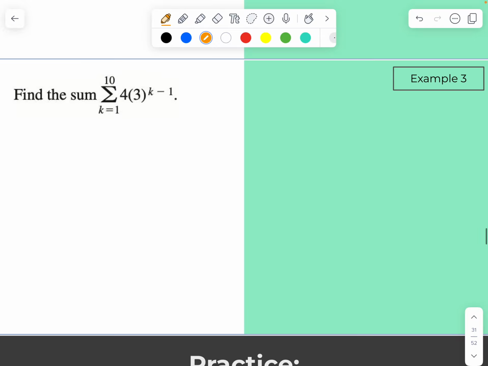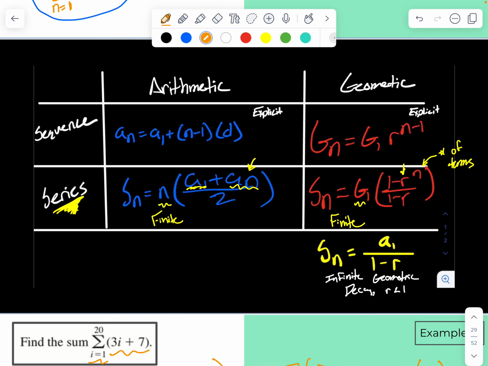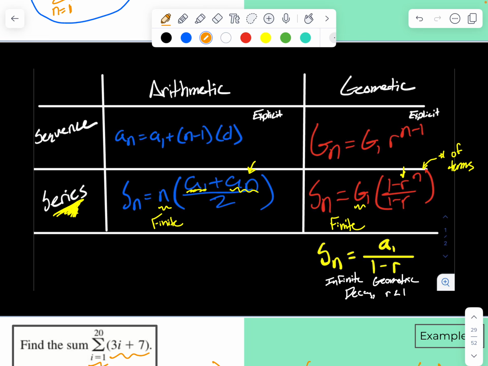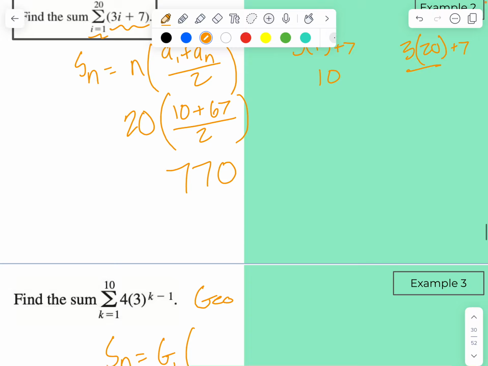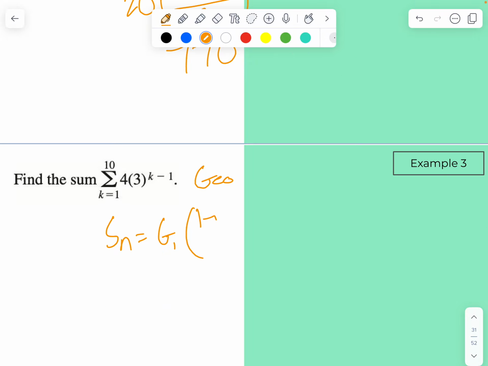Let's look at another example. Here, this one is geometric. So if I'm looking at my table, a geometric series, I'm finding the sum. Here would be my formula. So it is S sub n equals G sub 1. And I always forget, do they put the 1 first or the r? It's 1 minus r to the n over 1 minus r.